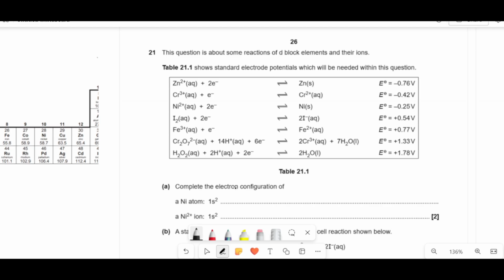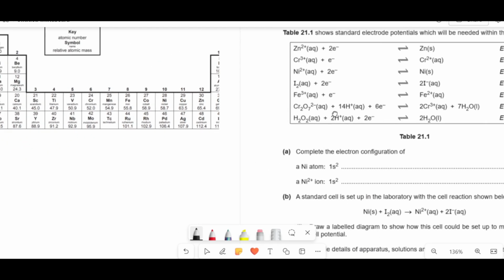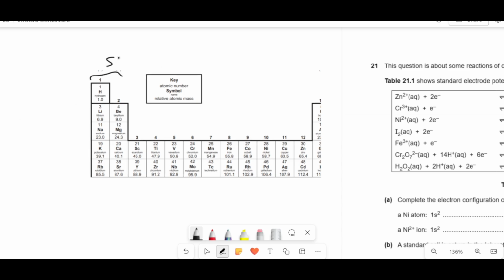It says show the electron configuration of an Ni atom and then an Ni2+ ion. A quick shortcut: this is the S block, that's your D block, and that's your P block. This is period 1, 2, 3, 4. If I know that this is magnesium, for example, that's 3, it's in the S block, so I know it's going to be 3s, and then it's the second one, 2. That's how I do that.